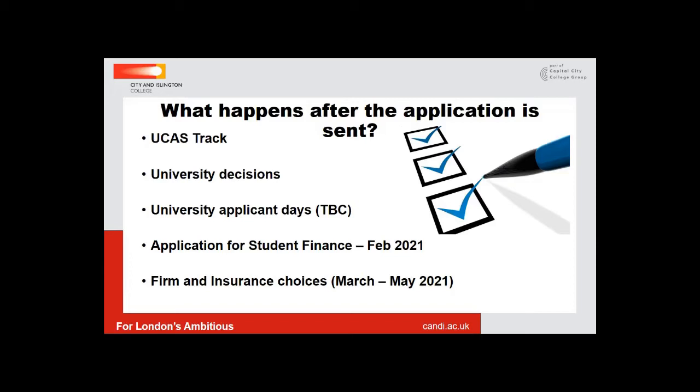You apply for student finance around early February. You do that independently and not through the college. We'll send you all the information for that nearer the time, and then you make your final firm and insurance choices at the earliest around March, but really most of you will have a deadline around early May. Your firm and insurance is your number 1 and your number 2 choice.